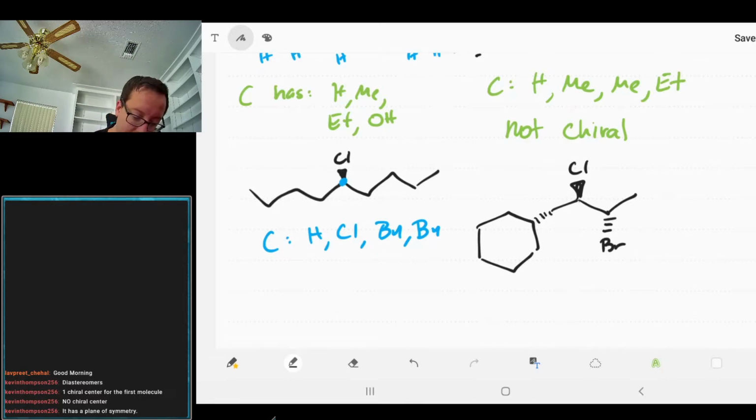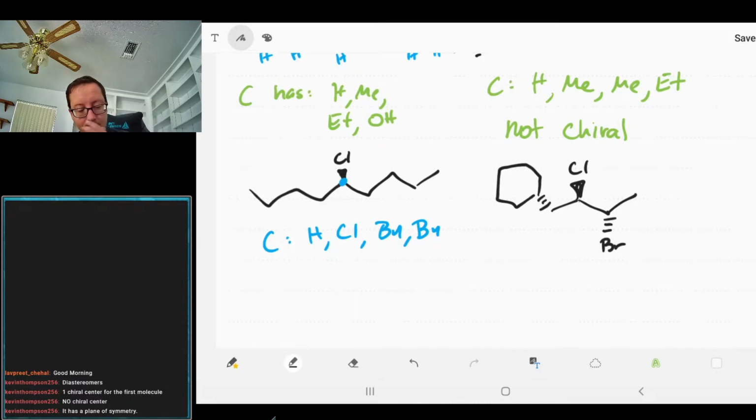Kind of ugly. Let me fix this. I'm going to just redraw this one because I drew the geometry terribly.